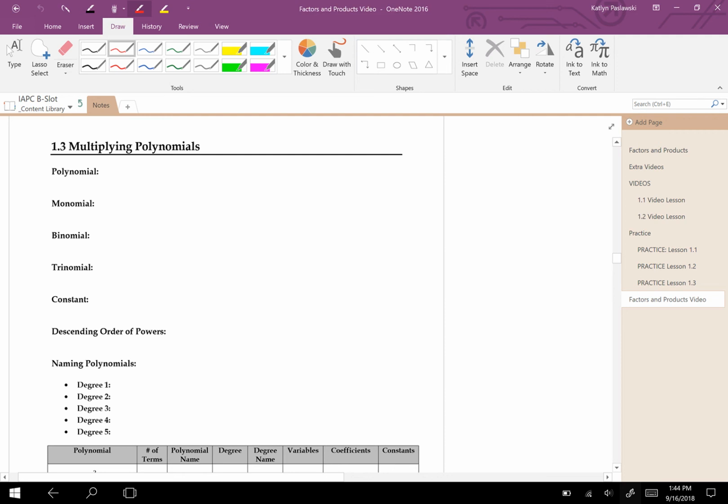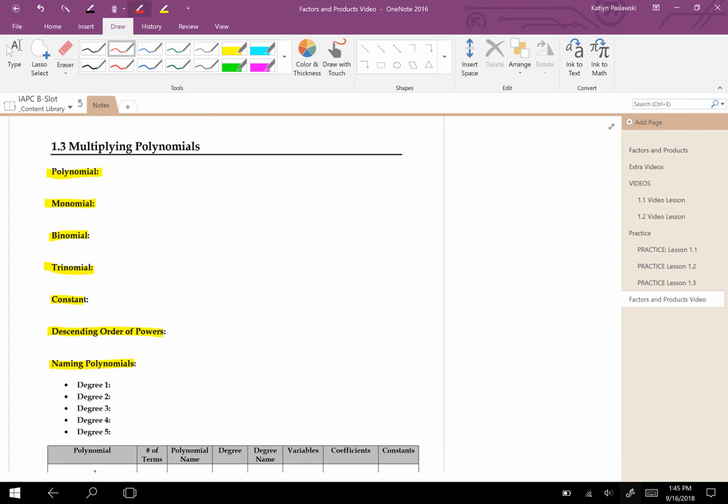Hello, and here we have lesson 1.3 on multiplying polynomials. Most of this first page is going to be a review of what was covered previously in grade 9. As usual, we're going to start off with some terms and definitions to get us started, reminding us what we can reference back to throughout the lesson if we get confused or a little bit lost on a concept.